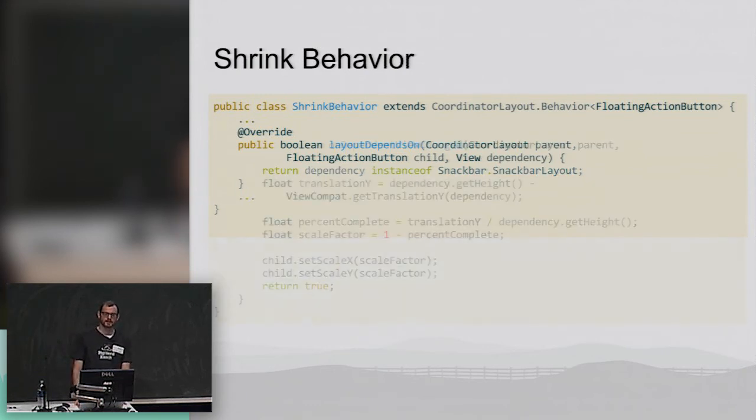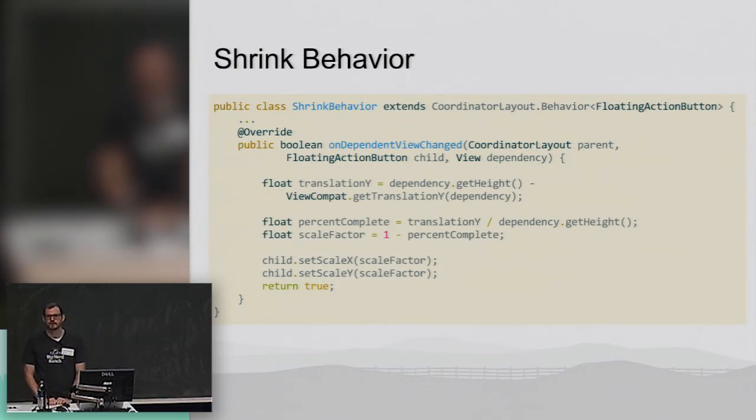The last thing I implemented here in this shrink behavior is this onDependentViewChanged method. This is called when that view that you depend on has changed. So when the snackbar layout is added to the view hierarchy, this is going to get called. As it moves up from the bottom, this is going to get repeatedly called. And then as it starts to hide, this is also going to be repeatedly called. Coordinator layout is telling you, okay, this thing is happening, do whatever you need to do as a result, and it's up to you to implement whatever kind of behavior you want to.